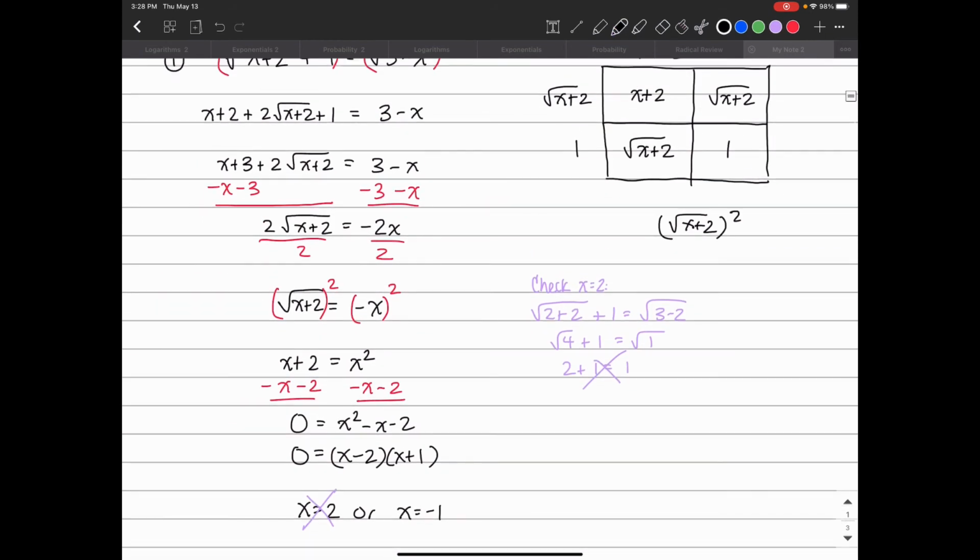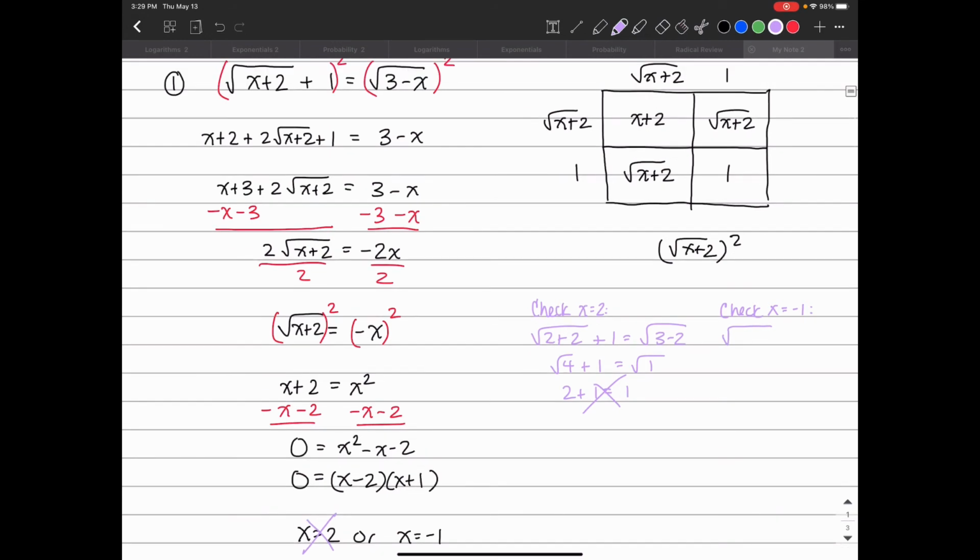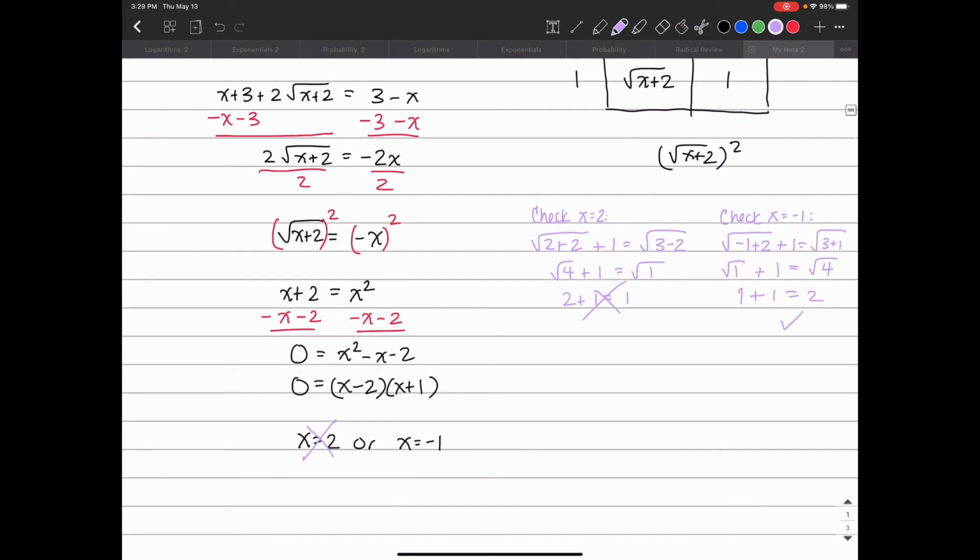Let's try the other. So I'm going to check x is equal to negative 1. I do the square root of negative 1 plus 2, plus 1, is equal to the square root of 3 minus negative 1, or plus 1. That's the square root of 4 is equal to the square root of 1, plus 1. That's 1 plus 1 is equal to 2, and this is a true statement. So x is equal to negative 1 is the only answer for that problem.